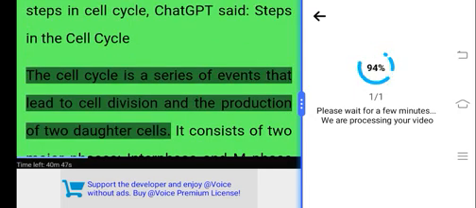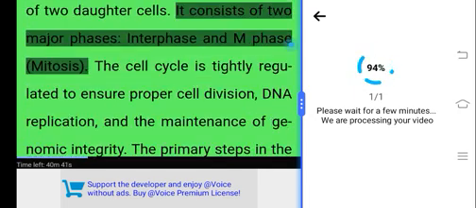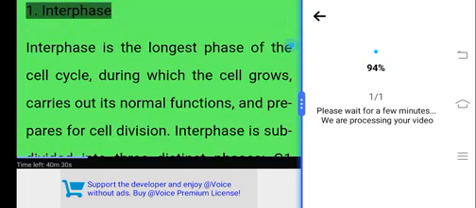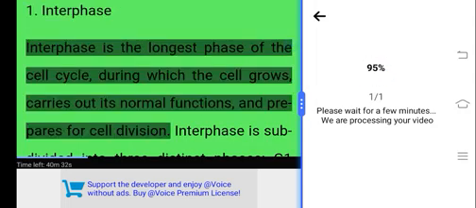The cell cycle is a series of events that lead to cell division and the production of two daughter cells. It consists of two major phases, interphase and M phase (mitosis). The cell cycle is tightly regulated to ensure proper cell division, DNA replication, and the maintenance of genomic integrity. The primary steps in the cell cycle include: 1. Interphase. Interphase is the longest phase of the cell cycle, during which the cell grows, carries out its normal functions, and prepares for cell division.